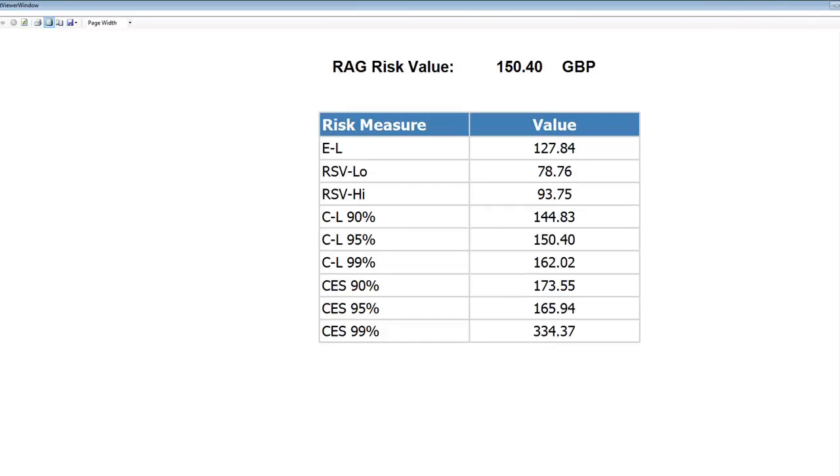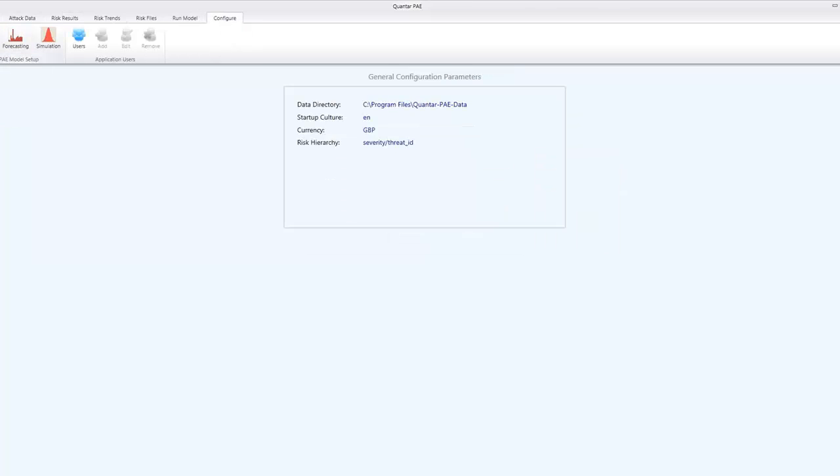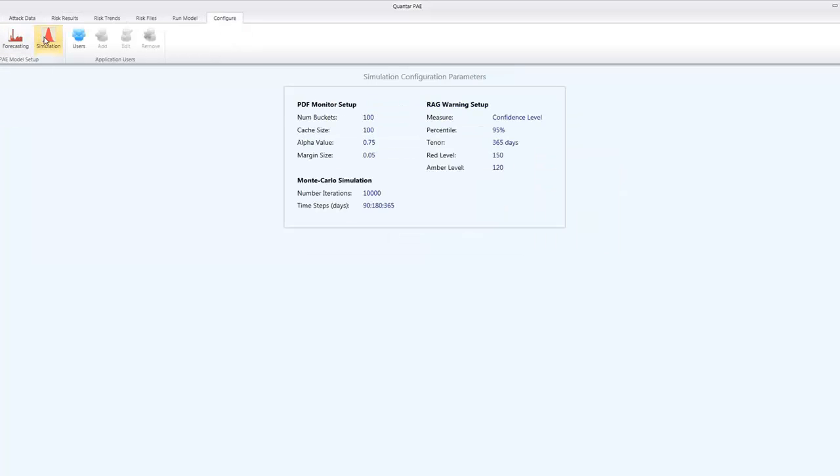Some of the model parameters can also be varied according to the company's requirements. So here we have the defaults for the confidence level, the risk tenor for the relevant time periods, and the model core, which is a Monte Carlo simulation running as a default here 10,000 iterations.